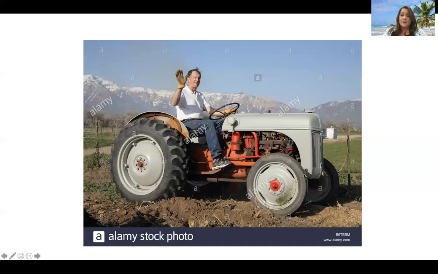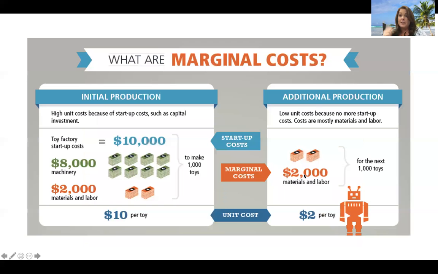Now, this next figure here, you all saw this in the PowerPoint. These are marginal costs, and this is where we're talking about our toy company. So again, we're doing units of 1,000 toys. On the initial 1,000 units, our cost is $10 per toy. For the additional 1,001 to 2,000 toys, our cost is $2 a toy.